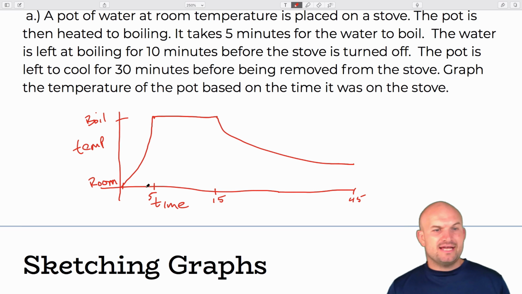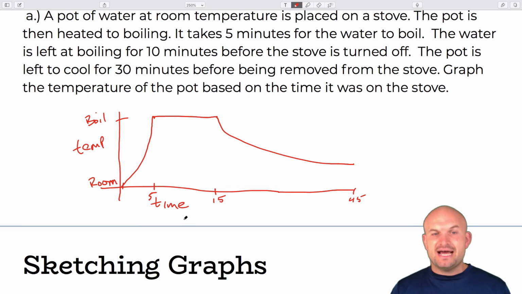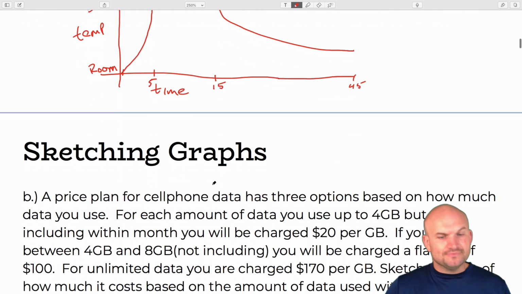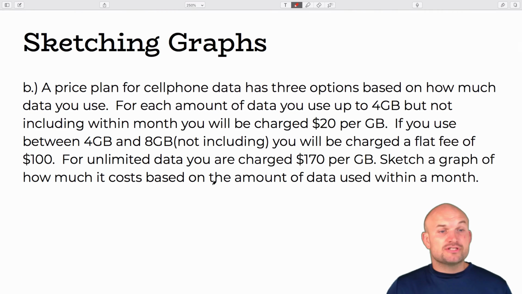But again, going through that understanding of functions, time is the independent variable here and temperature is your dependent variable. The temperature depends on when the boiling pot is on the stove. Then we looked at another situation.